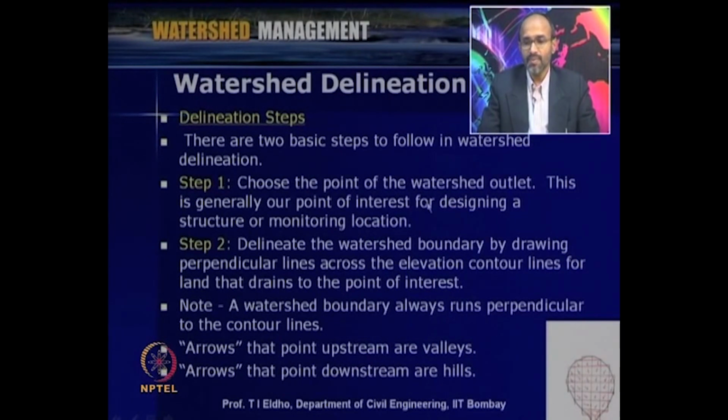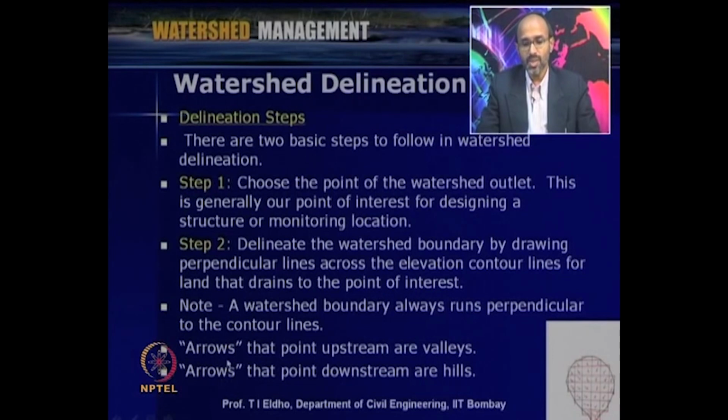So, the outlet we can identify, then we can delineate the watershed boundary by drawing perpendicular lines across the elevation contour lines, as we already have seen in the last slide, for land that drains to the point of interest. So, that way we can delineate the watershed. Here it should be noted that a watershed boundary always runs perpendicular to the contour lines. Generally the watershed will be represented by the ridges and then an outlet.